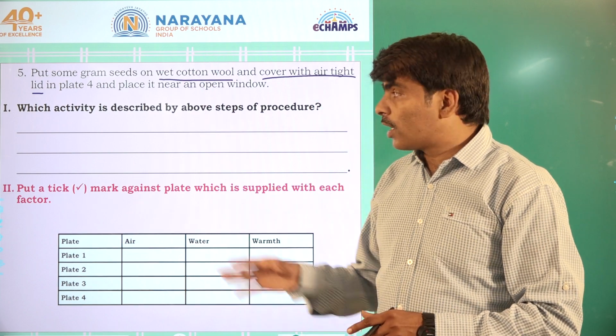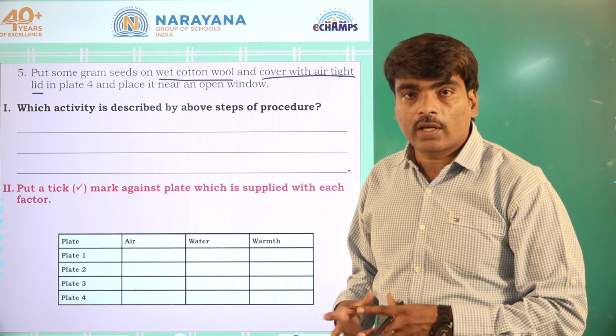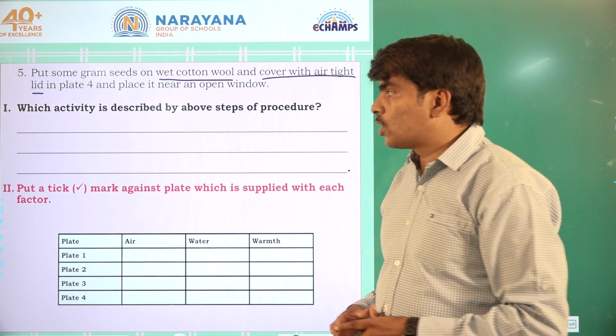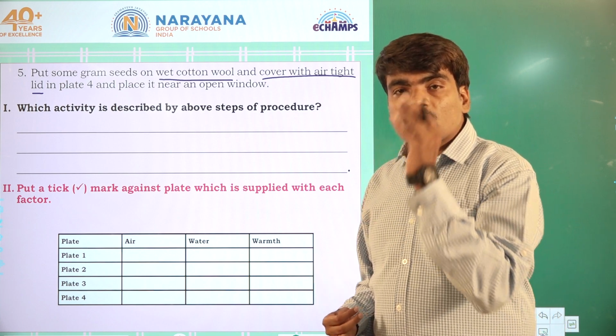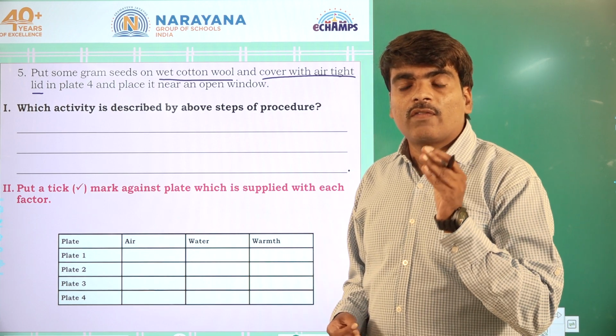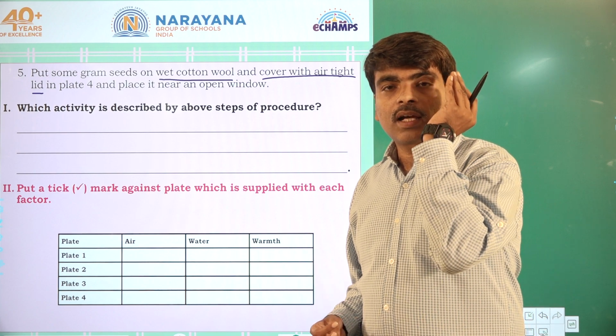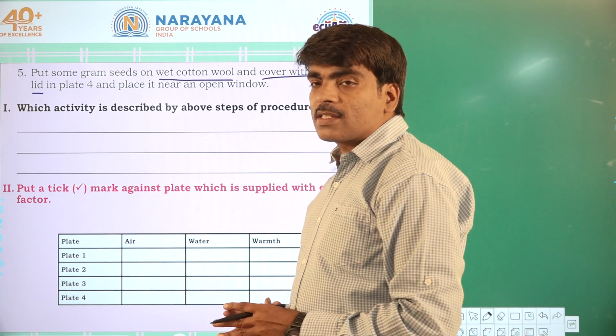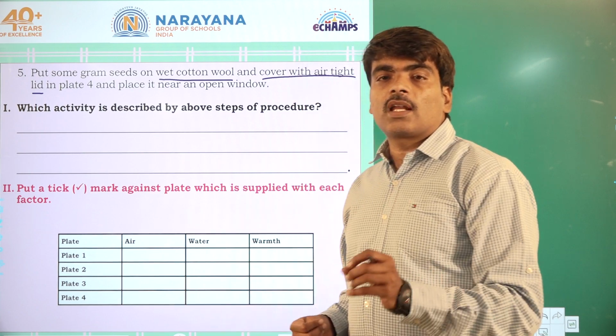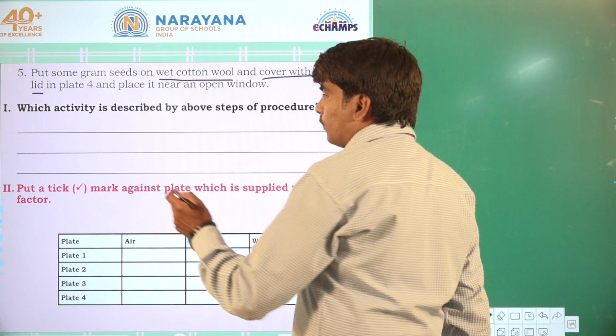What are these 4? What is the activity we are going to talk about here? We are going to discuss the stages of germination, or can we say that these are the conditions required for germination. So the activity here describes the conditions necessary for germination of seed.